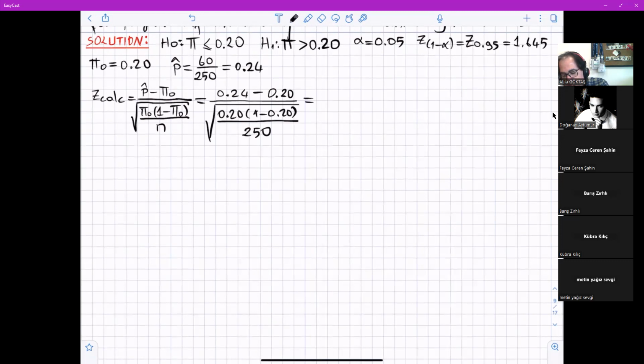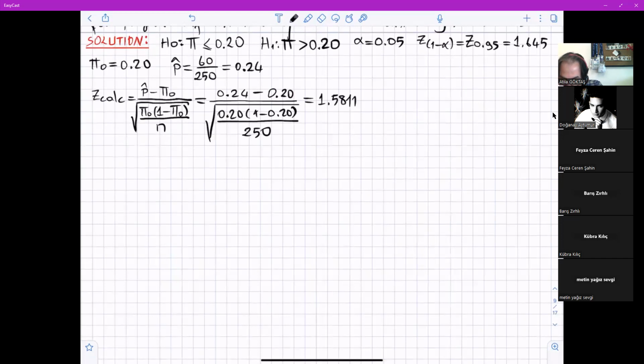Okay, let's see what statistic we have if we perform the calculation. 0.24 minus 0.2, divided by the square root of 0.2 times 0.8 divided by 250. The result is 1.5811.